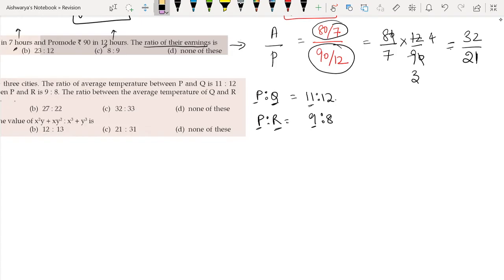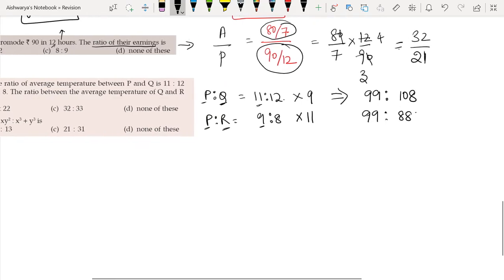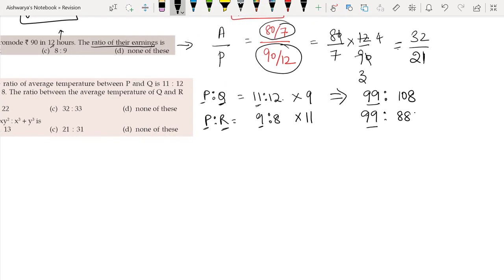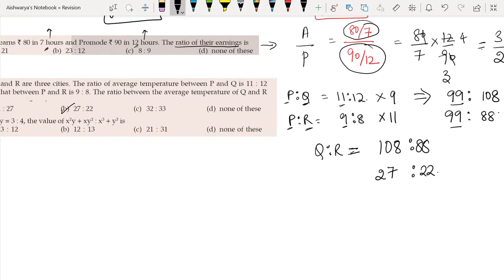We will make it the same by multiplying this by 9, and multiplying this by 11. When you multiply by 9, it will become 99 is to 108, since 12 into 9 is 108, and 99 is to 88. Now you have the value of P equal. You can pick up Q is to R from this, which is 108 is to 88. A ratio is always expressed in the simplest possible manner. So divide by 4, and it will be 27 is to 22. Are we clear? So 27 is to 22 is very important.